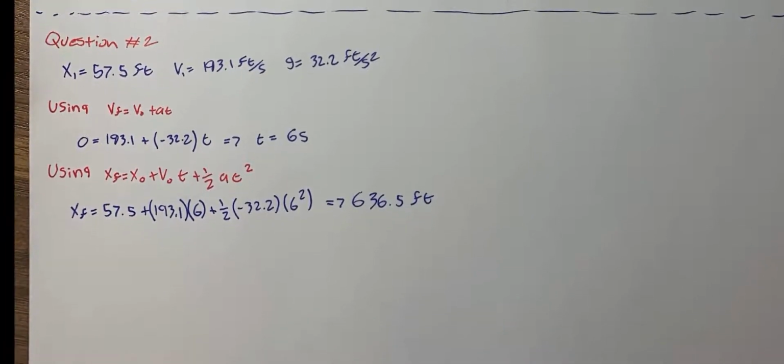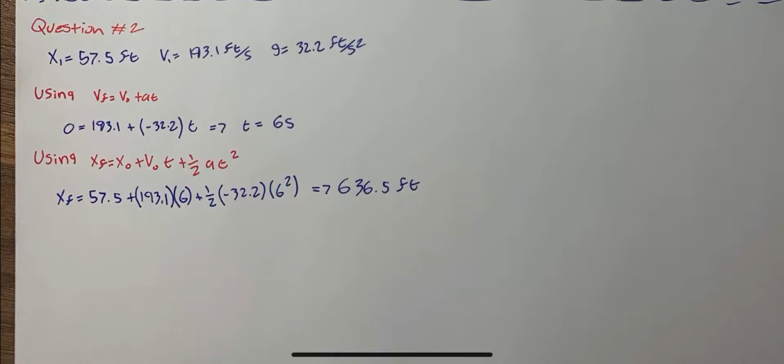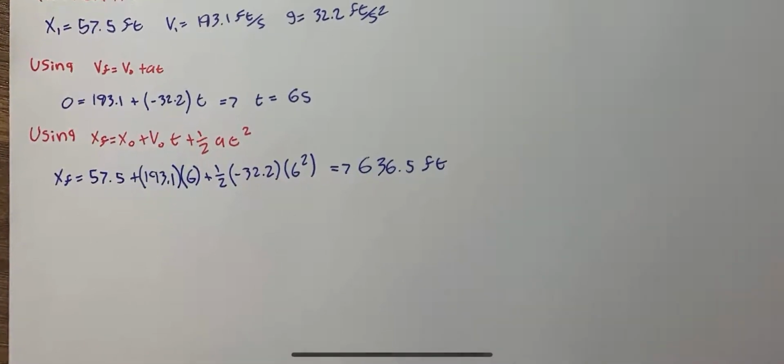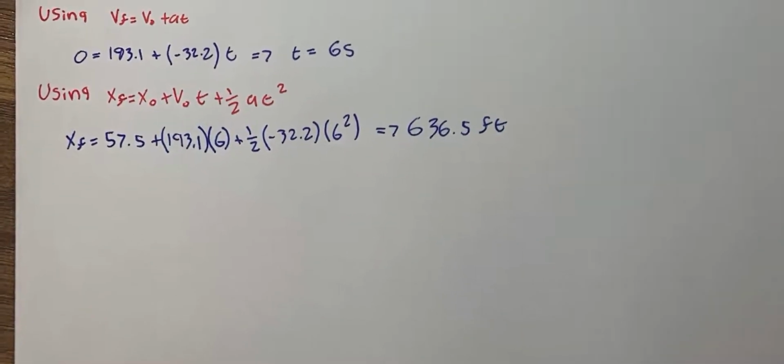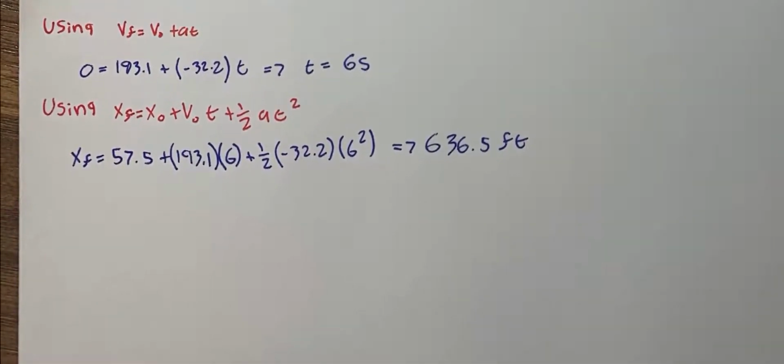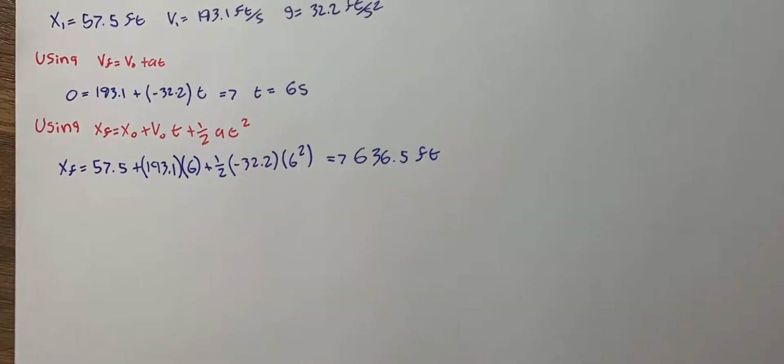We just plug it into the velocity equation to solve for t. We'll get t equals 6 seconds. And then using the position function, we can just plug in t is equal to 6 seconds and all the numbers and just get that x max is 636.5 feet.